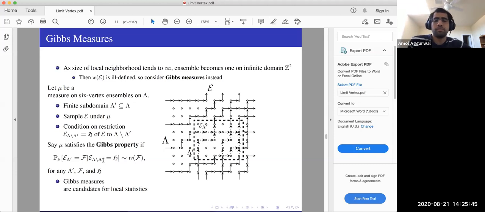Now what can be quickly shown is that if I take the six vertex model in any finite domain, it certainly satisfies the Gibbs property. So what you can certainly believe is that as I let the domain size tend to infinity, this Gibbs property is retained. That is, the limiting local statistics had better satisfy the Gibbs property as well. So this is what I've tried to describe here, that Gibbs measures are candidates for local statistics.